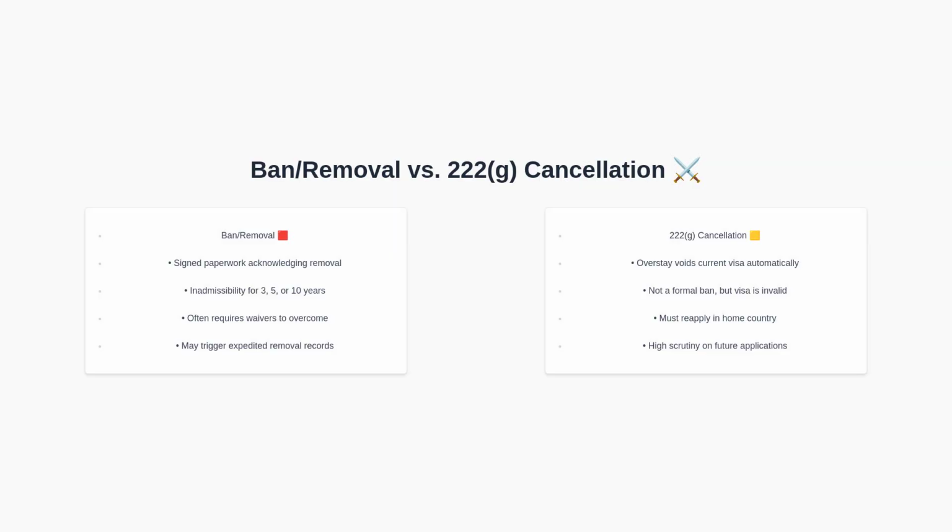Cancellation is not a formal ban, but still voids the visa upon overstay. Although it does not specify a fixed inadmissibility period by itself, it obligates the traveler to apply for a new visa in the home country and invites heightened scrutiny. In practice, both outcomes lead to obstacles, but a formal ban is usually more severe and legally explicit.